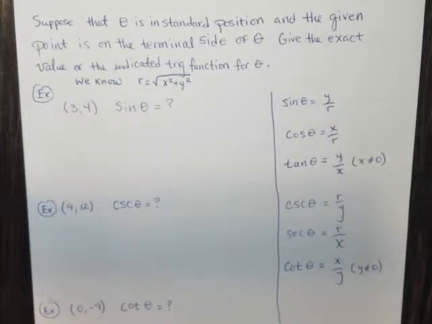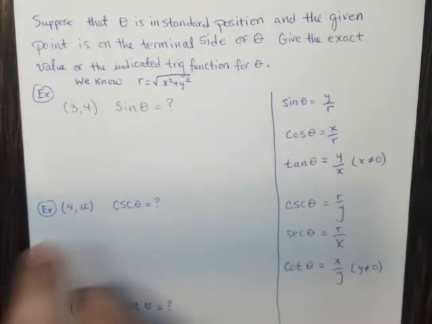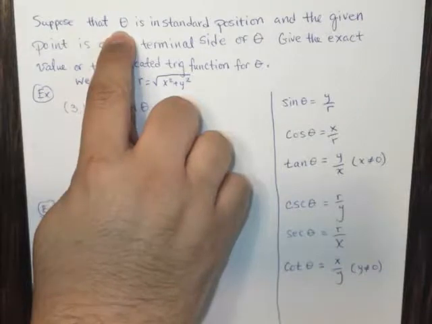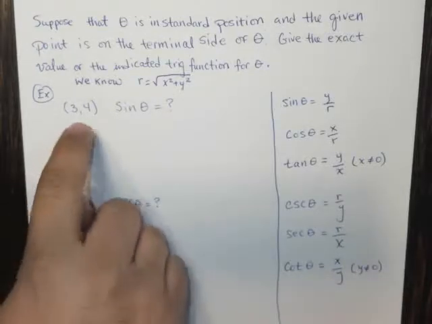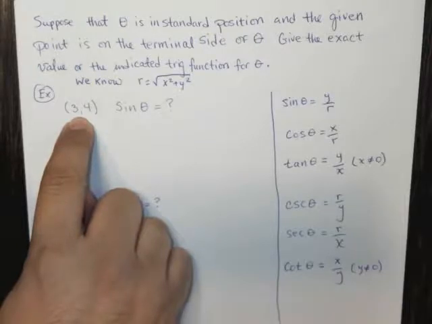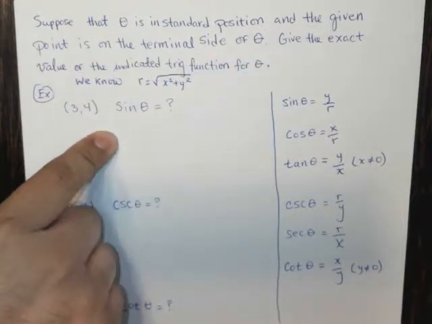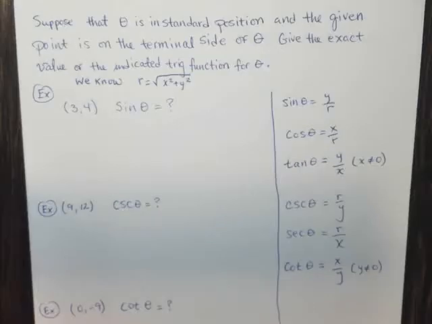Okay, so now we're going to get into some trigonometry here. And this is actually quite fun, so let's take a look at what we've got. So in the first problem statement, it says suppose that theta, so this right here is theta and it represents an angle. Suppose that theta is in standard position and the given point is on the terminal side of theta. So the point that they give us here in this example, (3, 4), is basically on the ending of the angle. Okay, so just think about that for a second.